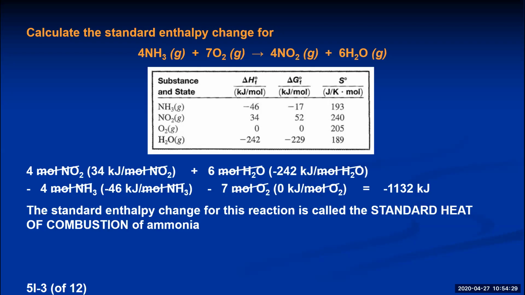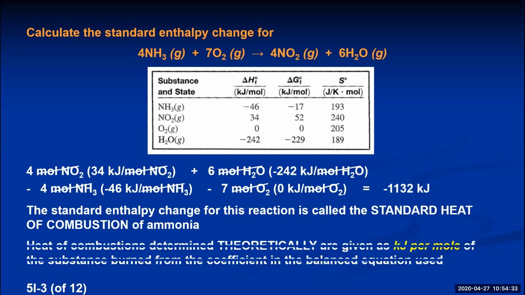And when you do it theoretically, you're assuming that 4 moles of ammonia are reacting with 7 moles of oxygen. So the heats of combustions that are determined theoretically by standard heat of formations are given as kilojoules per mole of the substance burned. And we're assuming 4 moles of NH3 are burning in this reaction because that's the coefficient in front of the NH3. And in our calculation, we said minus 4 moles of NH3 multiplied by negative 46 kilojoules per mole.